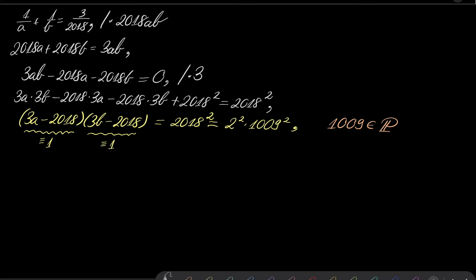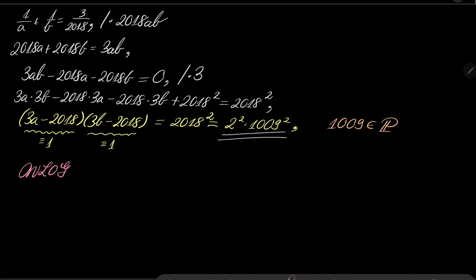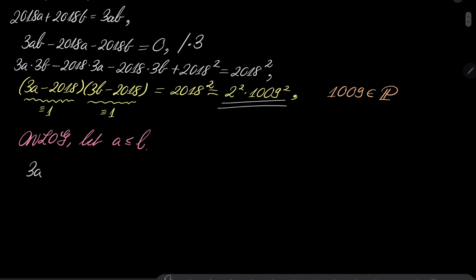Alright, so now all we need to do is to consider all the possibilities, because we have to express this number right here as a product of two integers, such that both of them are congruent to 1 modulo 3. So how many ways are there? Well, first of all, to reduce some possibilities, without loss of generality, let's assume that a is less than or equal to b. So now we have the following options: (3a minus 2018)(3b minus 2018) equals. And now I will copy it.